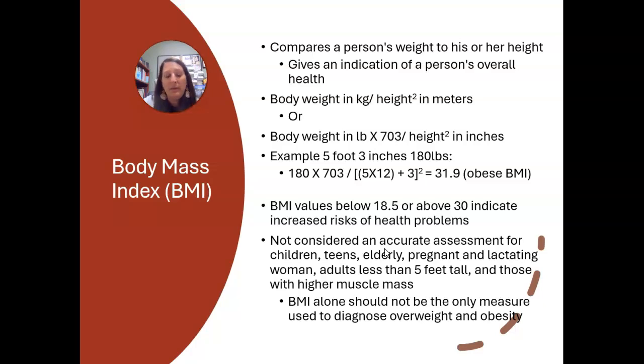Again, BMI should not be the only measure used to calculate a healthy weight. It's not accurate for children, teens, elderly, pregnant or lactating women, adults less than 5 feet tall, and those who have a higher lean body mass, so more muscle. Again, BMI should not be used alone. And BMI should not be used as the only measure to diagnose overweight and obesity. So we have to take into account the other two things here that are important. We mentioned those back on the first slide. So again, we should also be looking at body composition as well as pattern of fat distribution. Okay, so BMI alone is not enough.